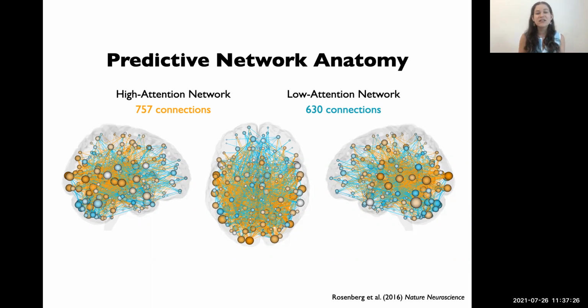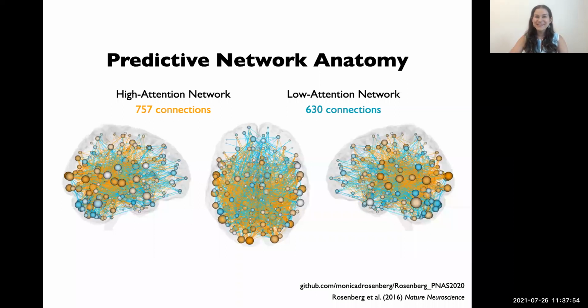Interestingly, you can see that there are some large spheres that appear gray. That's because these particular nodes have approximately equal number of functional connections in the high attention network and the low attention network. And I think this emphasizes the importance, especially when predicting individual differences in attention, of considering interactions between multiple regions rather than looking at activity in single regions in isolation.